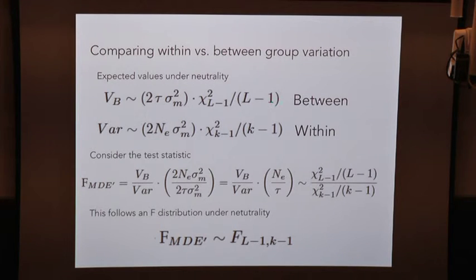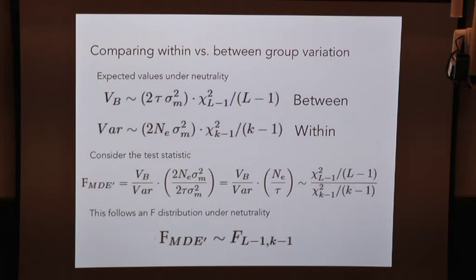So here is the expected between group difference. That's the expected within group difference. These are the sampling variances. These are the fact you're drawing from a chi-square. So if I have K populations I'm comparing, and I've got K individuals to get within lines, if I look at the ratio of these 2, what happens? That cancels out, and I simply get the ratio of those 2 variances is the effective population size divided by the divergence time, and that's an F distribution. Chi-square divided by its degrees of freedom over chi-square divided by its degrees of freedom.